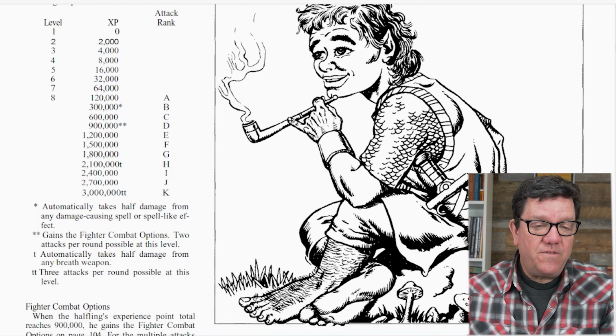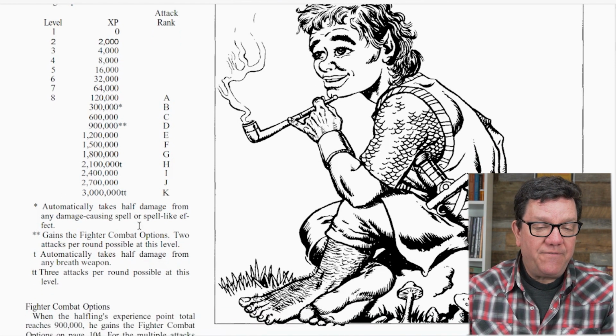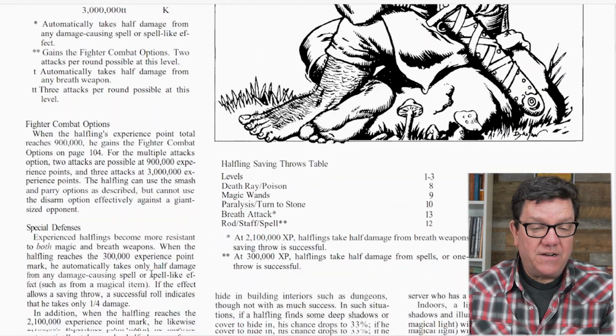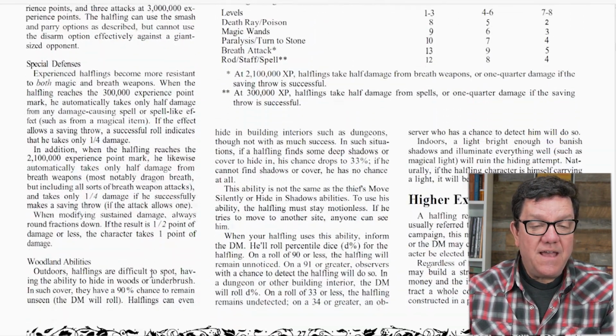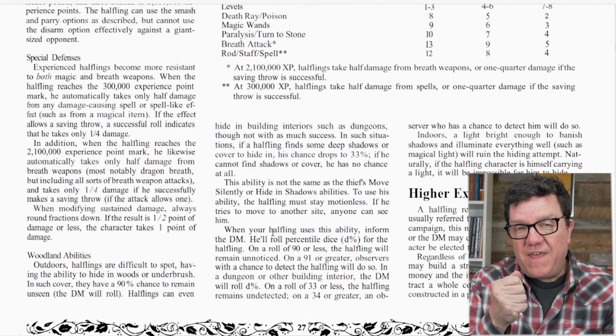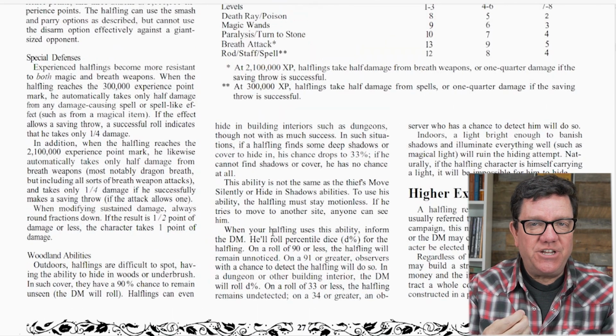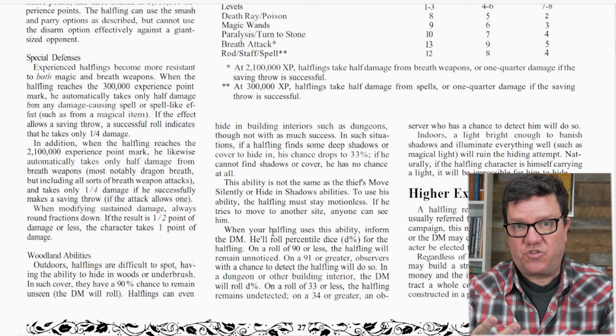But again, they do get some additional abilities, the half damage from damage causing spells, the combat options, which we're not going to go into. They also have this woodland ability where they can hide in the woods. 90% chance if they stay still, they can't be seen. That's really nice. Down in the dungeon or where there's shadows, 33%.